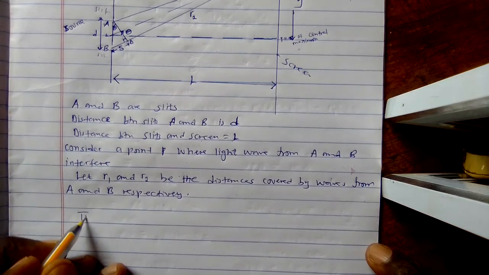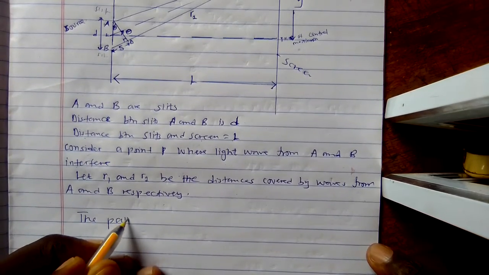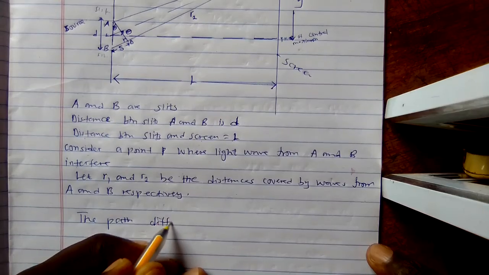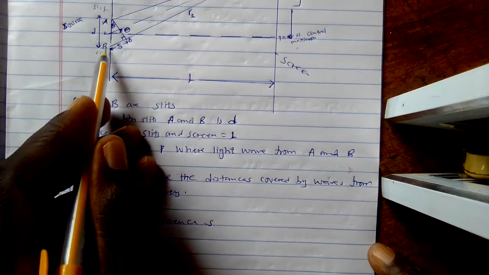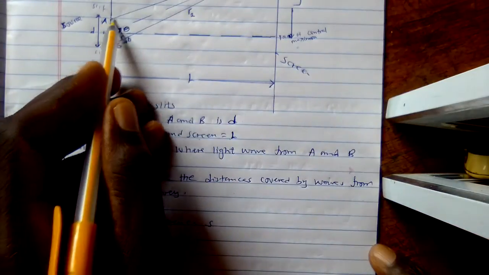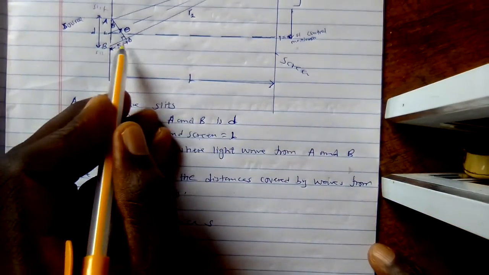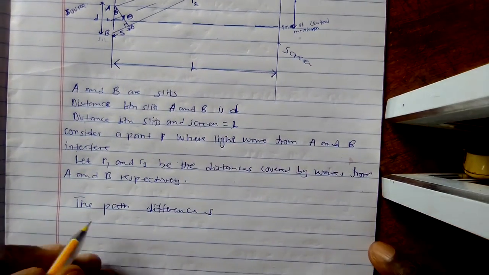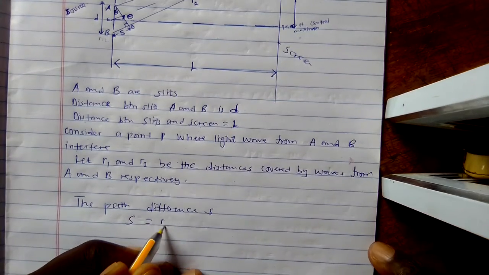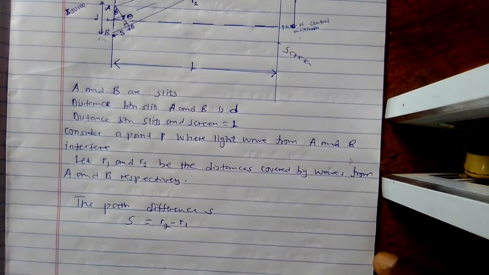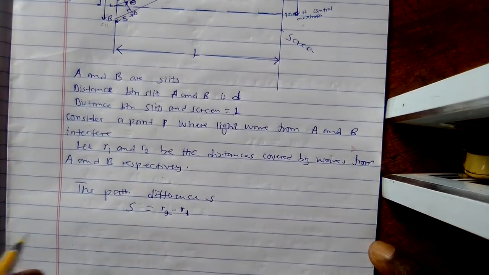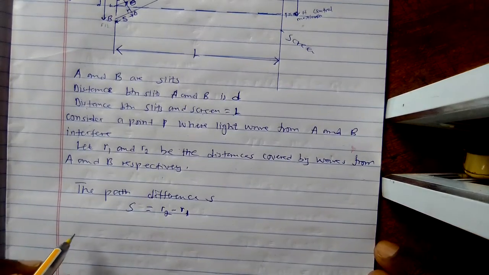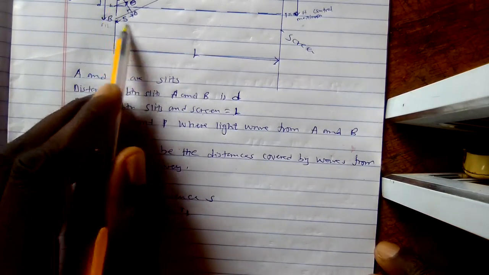Now, what is the path difference? This is the path difference, because this wave here traveled this path and this wave here traveled this path. If I get this one minus this, I get this small s, which is the path difference. So we shall have the path difference s is equal to R2 minus R1.